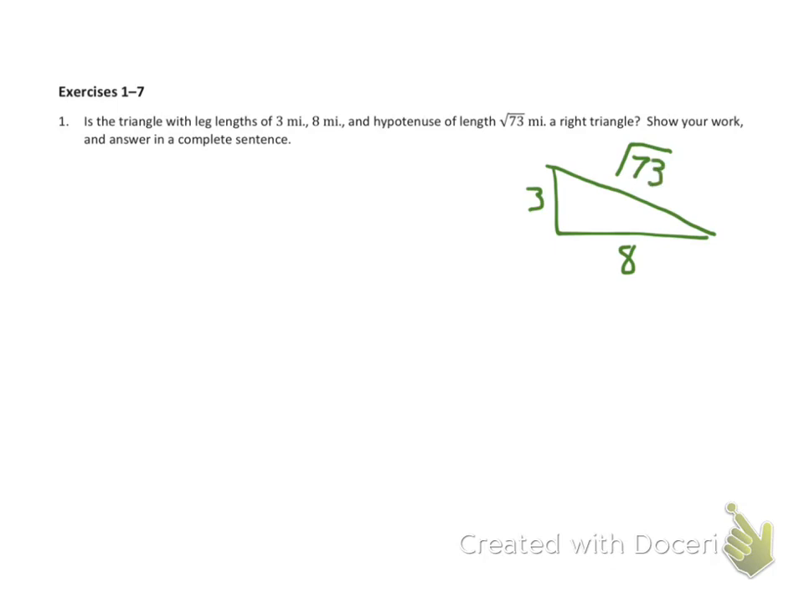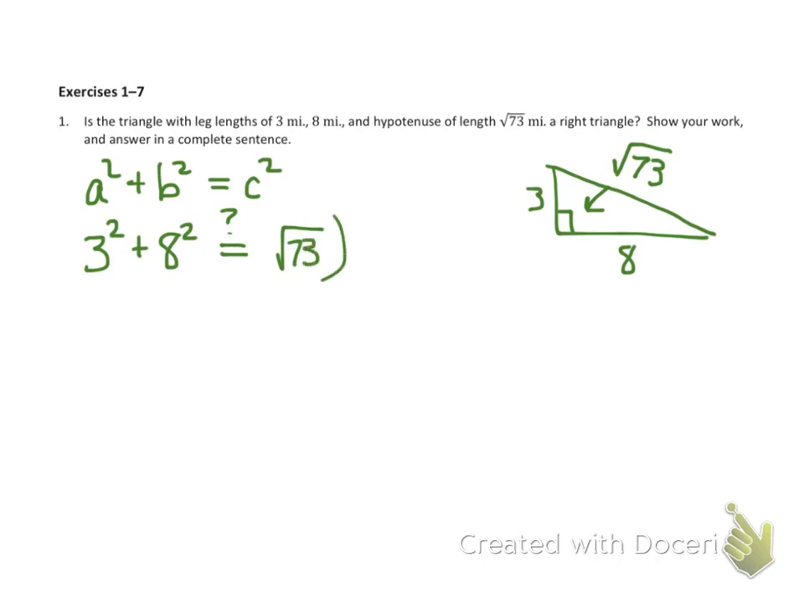We know square root of 73 is greater than 8 because 8 squared would be 64. But let's just write up this relationship. So we've got a squared plus b squared equals c squared. We're checking to see that that's true. If that is true, then we know that this angle opposite the hypotenuse has to be 90 degrees. Okay, so we'll call a equal to 3. So we have 3 squared plus 8 squared. And we want to know, is that equal to the square root of 73 squared?